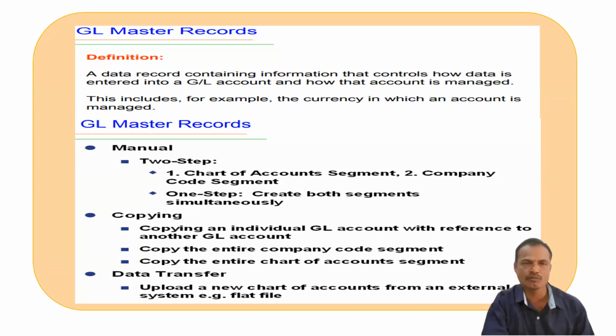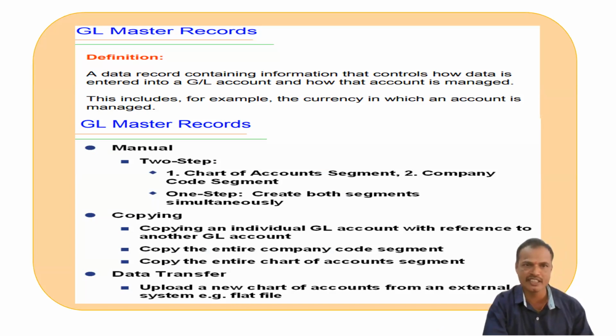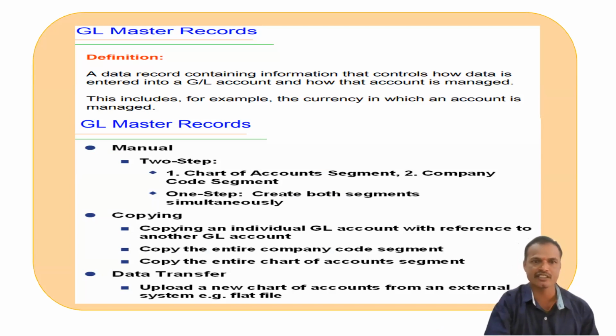Next, GL master. This is a very important topic in SAP FICO. A data record contains the information that controls how data is entered into GL accounts and how that account is managed. This includes, for example, the currency in which an account is managed. Manual creation has two steps: the chart of accounts segment and the company code segment. One step creates both segments simultaneously. Copying. We have three types of GL master record creation, but we use only the normal manual creation with the chart of accounts.